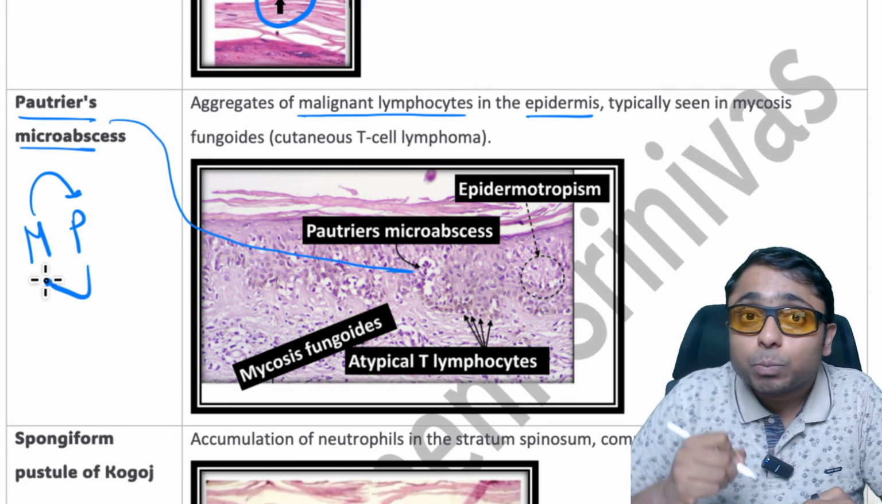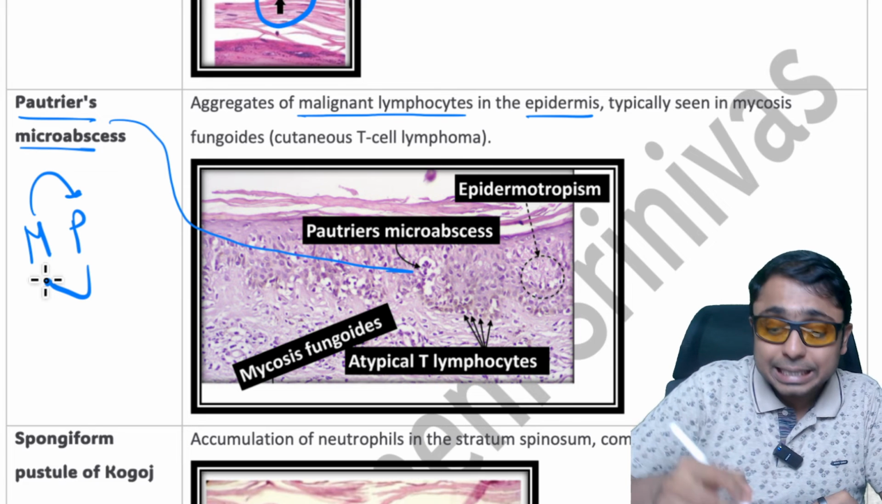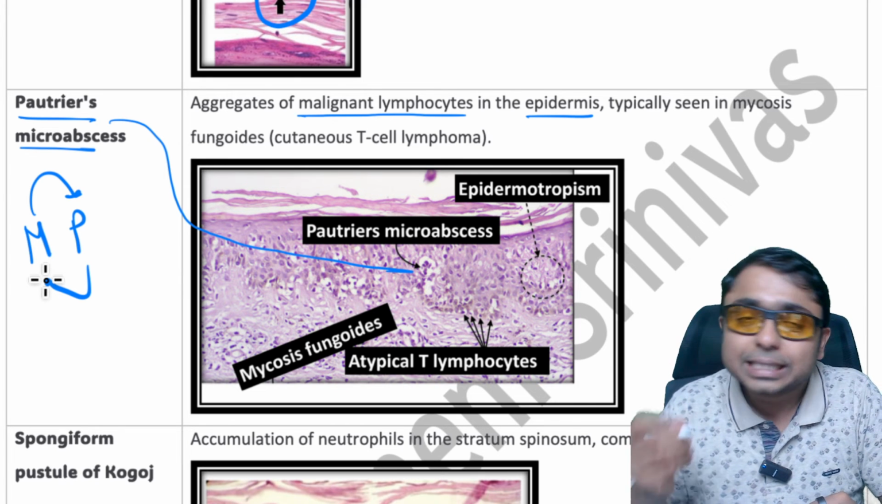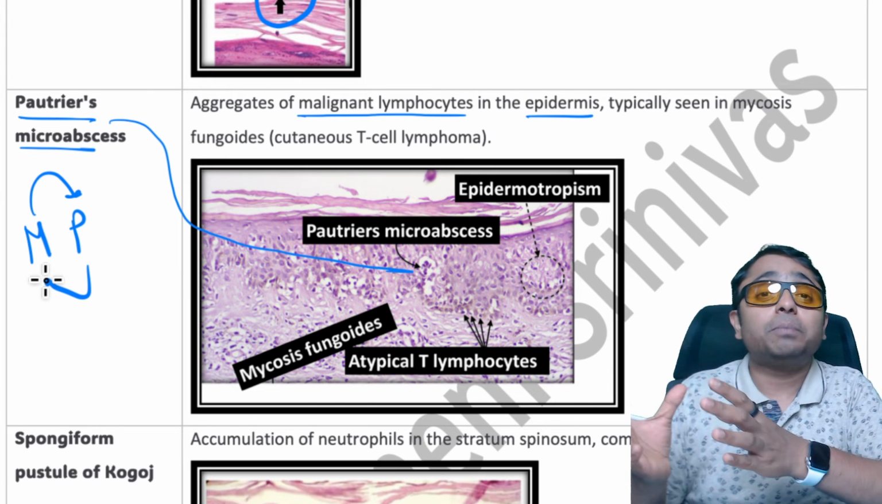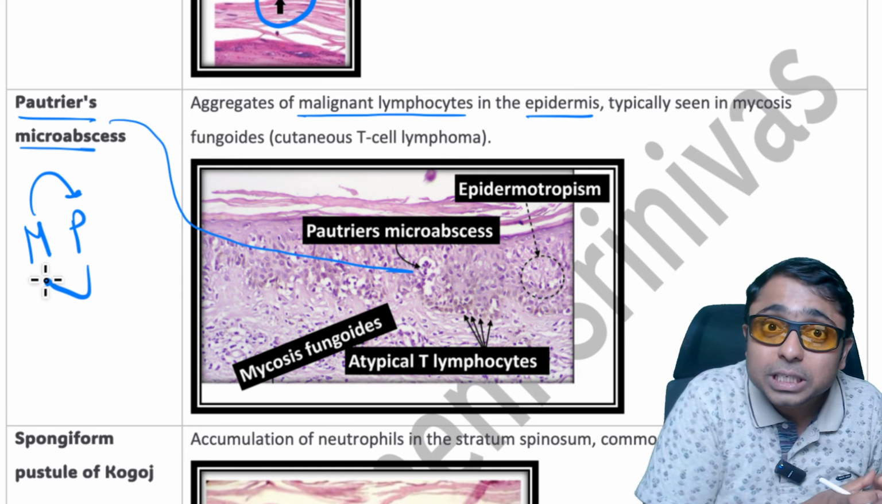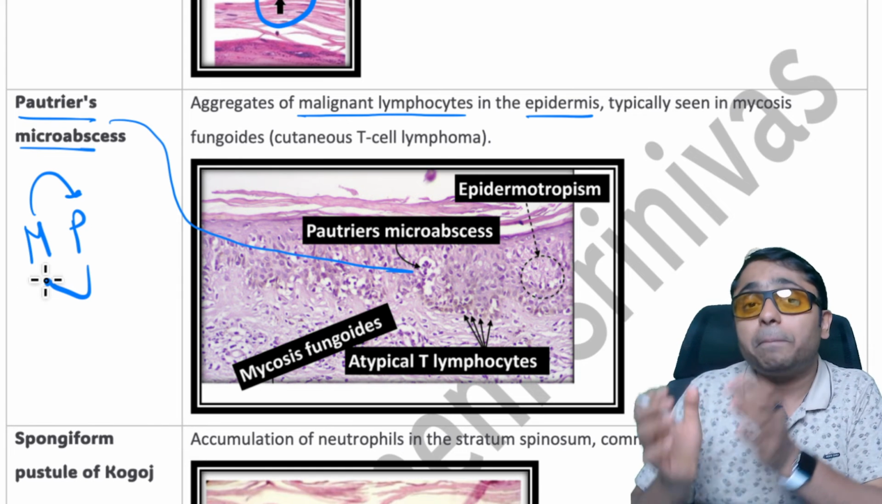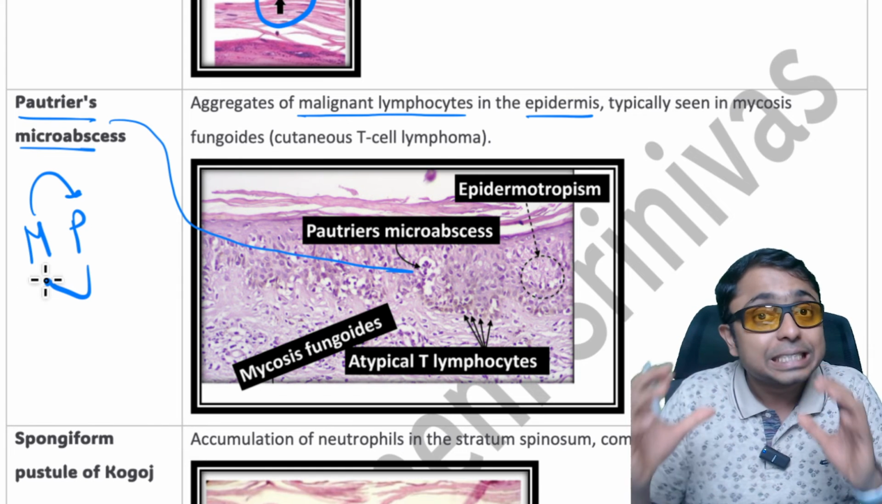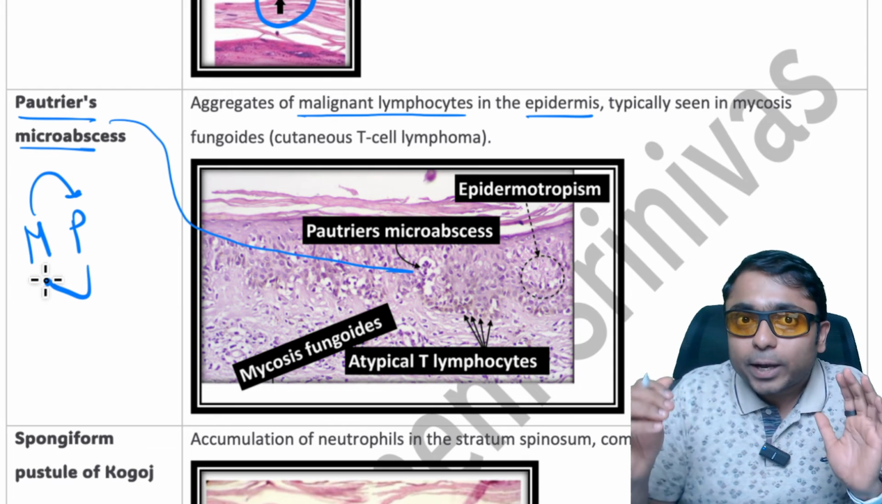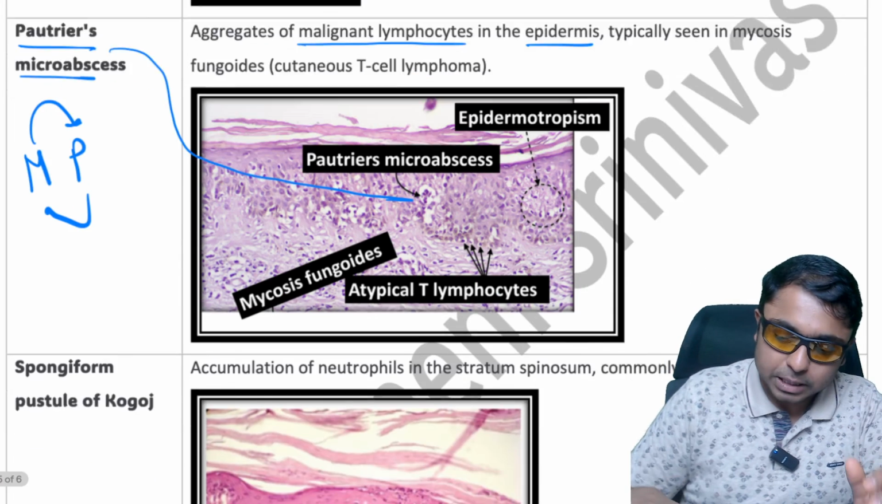M is Munro's microabscess, seen in patients of psoriasis. Pautrier's microabscess is seen in patients of mycosis fungoides. So M for P and P for M. I hope you have understood this simple trick to remember which microabscess is seen in which condition.